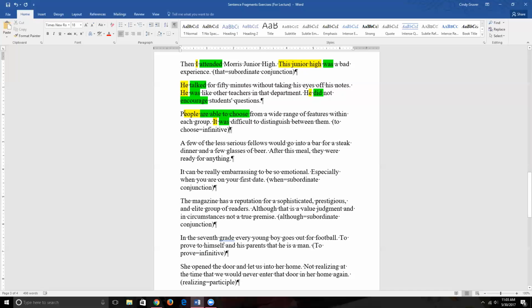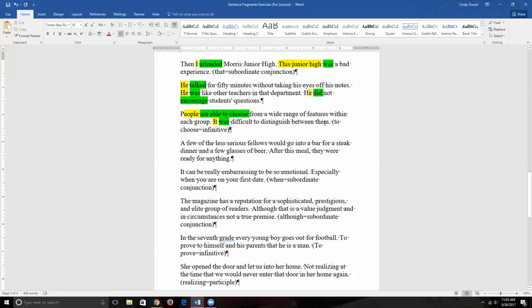So we have our subject, people. You could have said "you," that's a little bit more informal, or you could refer to a particular person, Bob. People are able to choose. This is our verbal expression. As you can see, a verb doesn't have to be just one word. It can be a whole phrase. People are able to choose from a wide range of features within each group. That is a complete sentence.